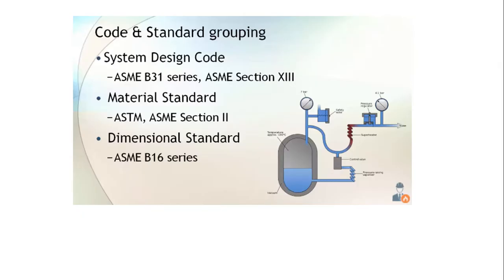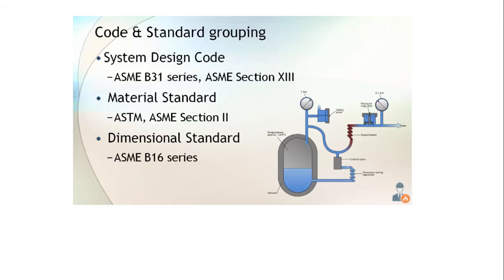Next comes code and standard grouping. With respect to the grouping, we have three groups. One is the system design code, which is what all the design codes will be referring to. Then the material standard, with respect to material, which standards we use. And then the dimension standards, which standards we follow for dimensions. These are the three sets of standards: system design standard, material standard and dimension standard. I hope it is clear.